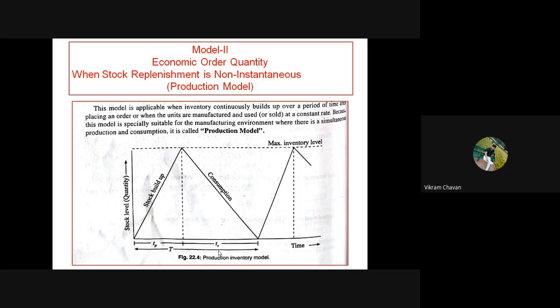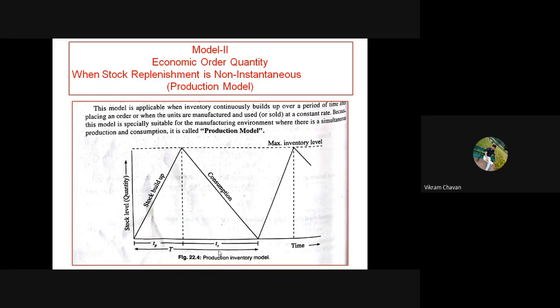For this particular model we have to consider that the consumption is continuous over the time period. During some time interval the stock is built up in the industry, and it will achieve the highest level of stock or inventory during this time period. Then afterward it will stop filling up the inventory, and only the consumption will be continuous.